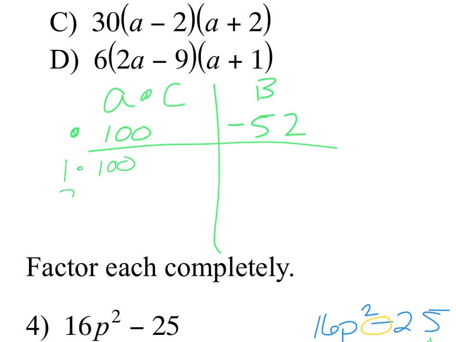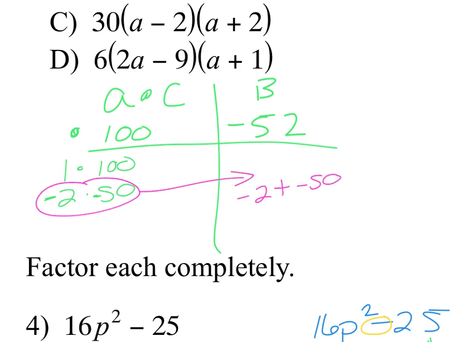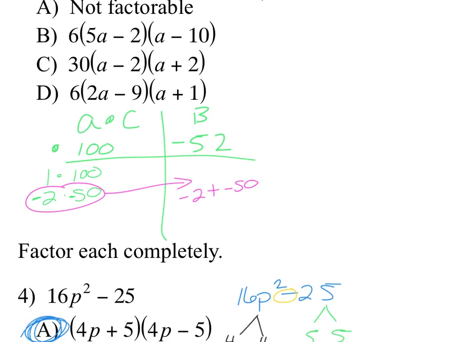2 and 50? All right. Does 2 and 50 give us 52? Yes. Yeah, with a slight adjustment though, right? So we're going to have to do negative 2 and negative 50, because a negative times a negative will still give us that positive 100 that we want, but it also adds up to the negative 52 that we need it to add up to.